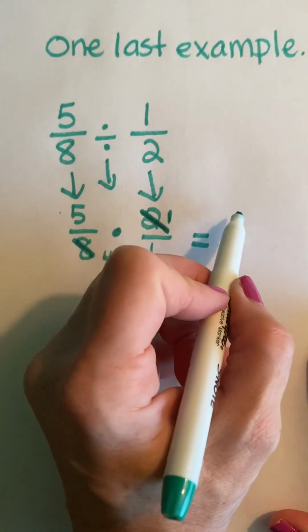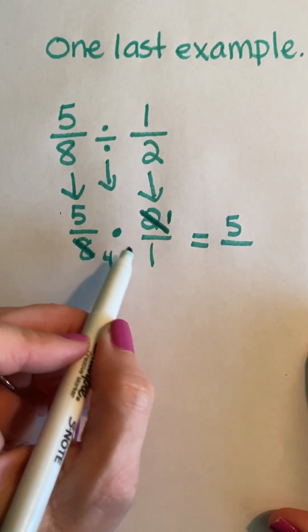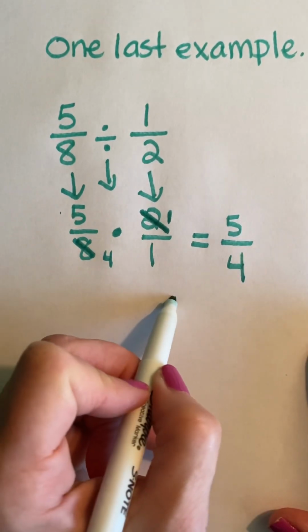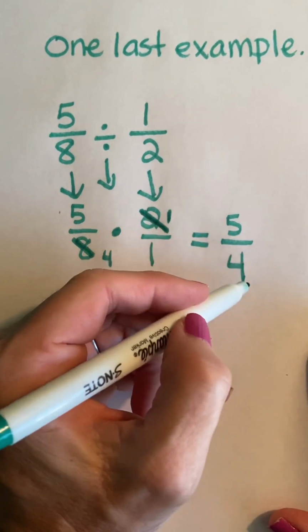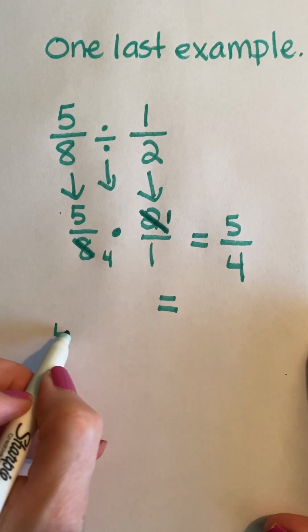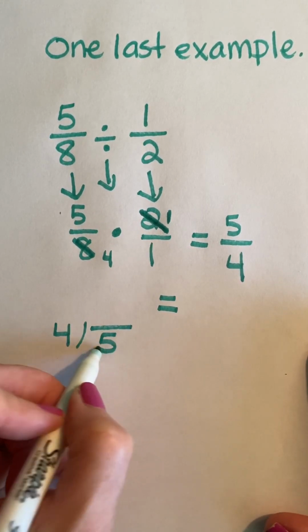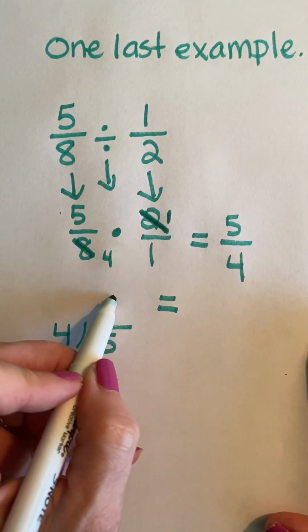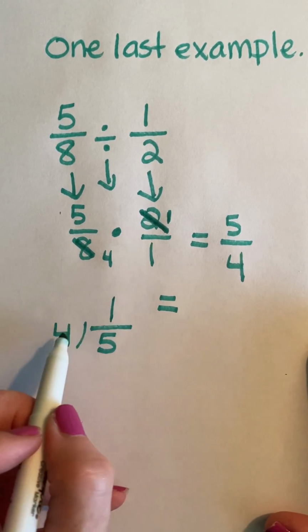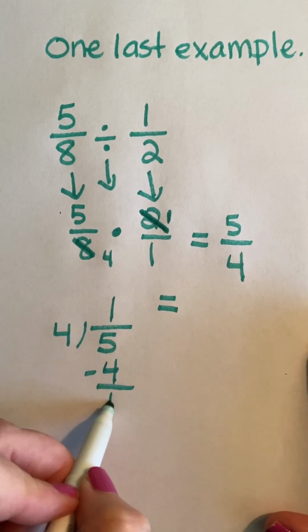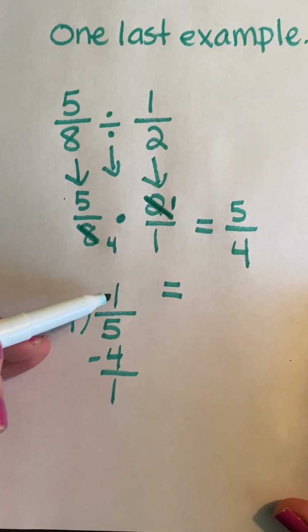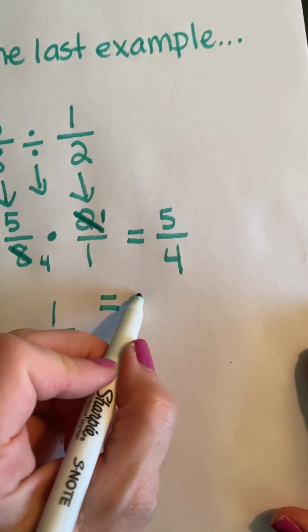5 times 1 is 5. 4 times 1 is 4. That's improper. So let's long divide it, or do it in your head if you're getting good at this. 4 squeezes into 5 one time. 1 times 4 is 4. And we have 1 left over. So 1 1/4 is going to be the final answer.